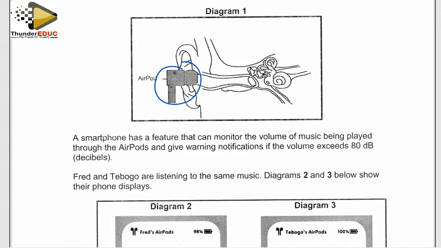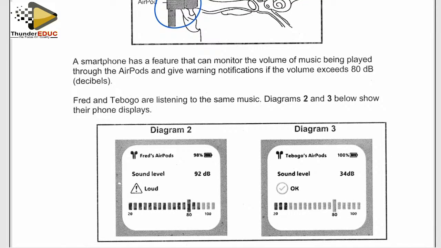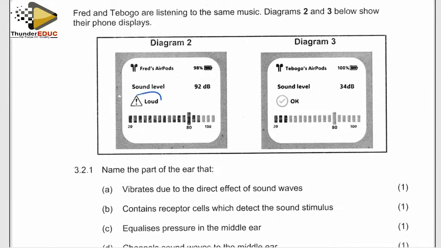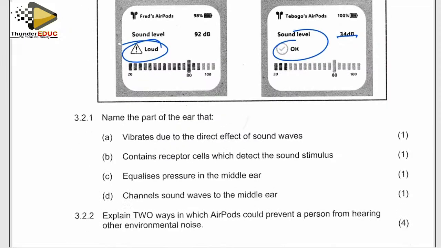A smartphone has a feature that can monitor the volume of music being played through the earpods, giving a warning notification if the volume exceeds this. Fred and Teboho are listening to the same music. Diagram 2. Meaning they use the same music, but one is louder, one is okay. Above 34 decibels means that it is not good.